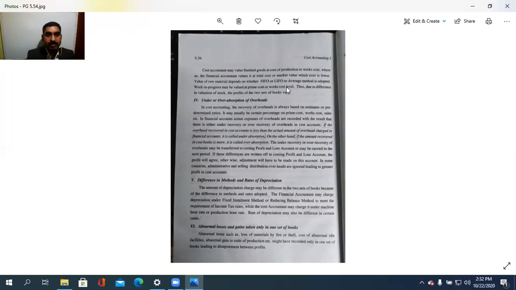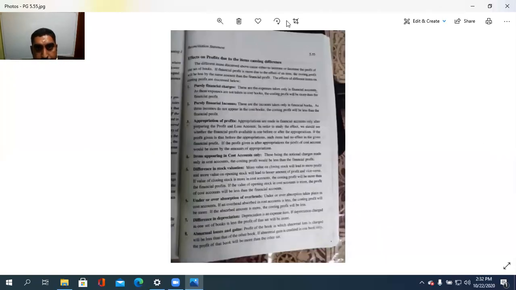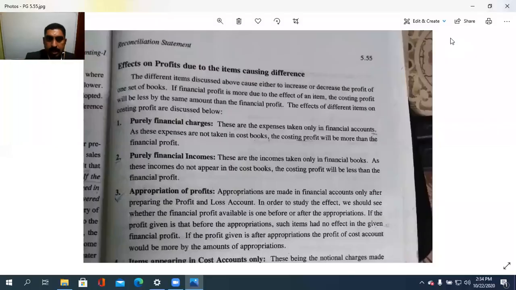Then under or over absorption of the overhead and difference in the methods and rates of depreciation. Different methods are to be adopted for both the cases, and the abnormal losses and gains taken only in one set of books. In continuation with that, effect on the profits due to the items that cause the difference.